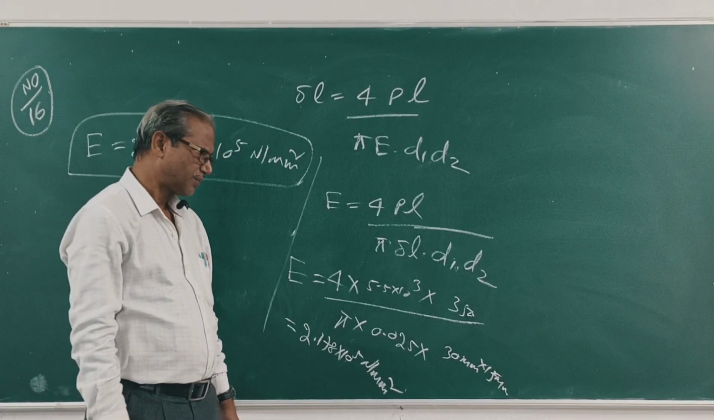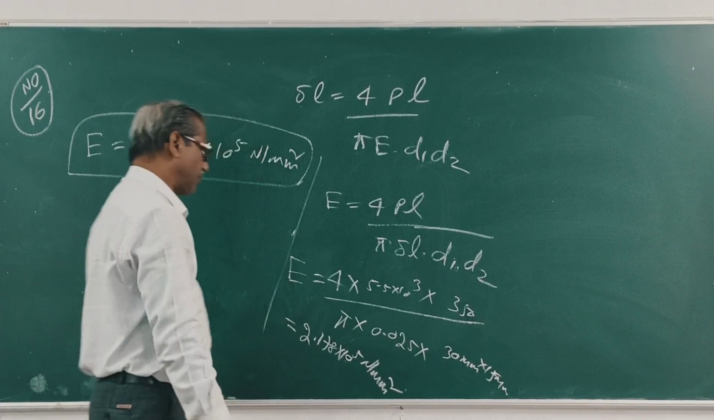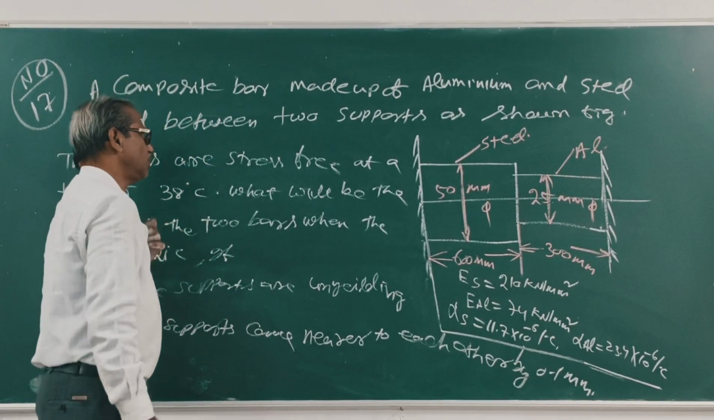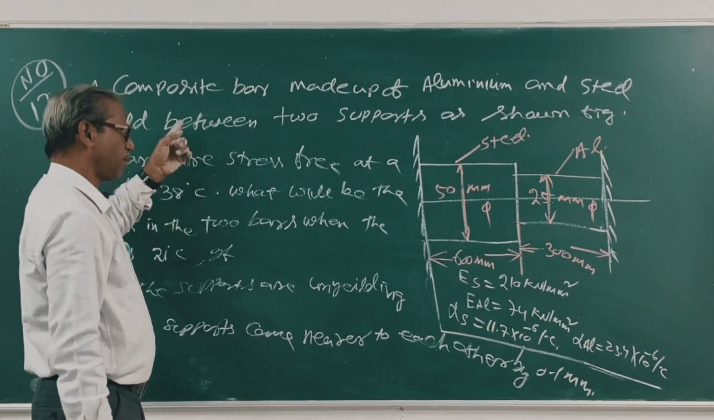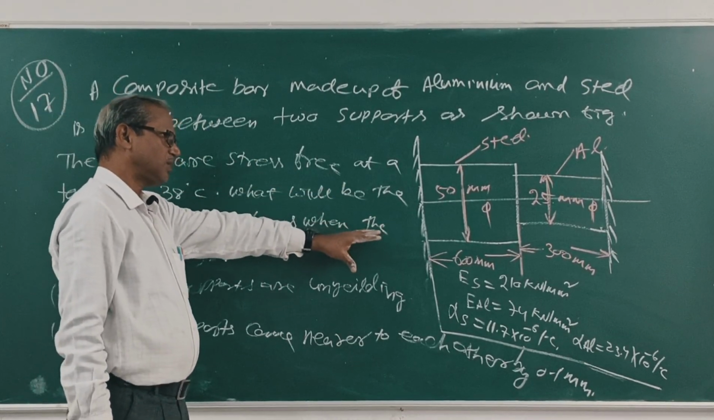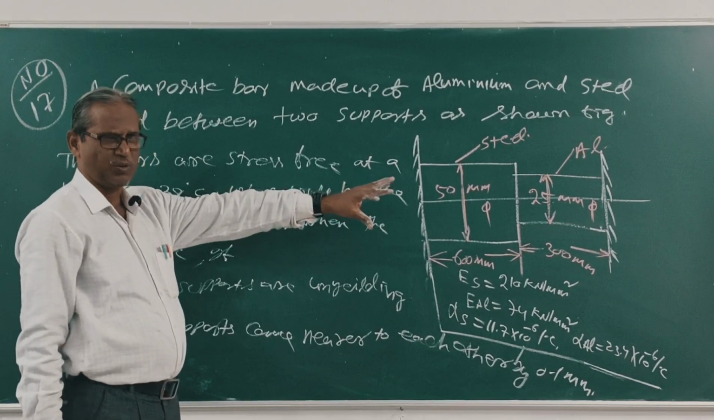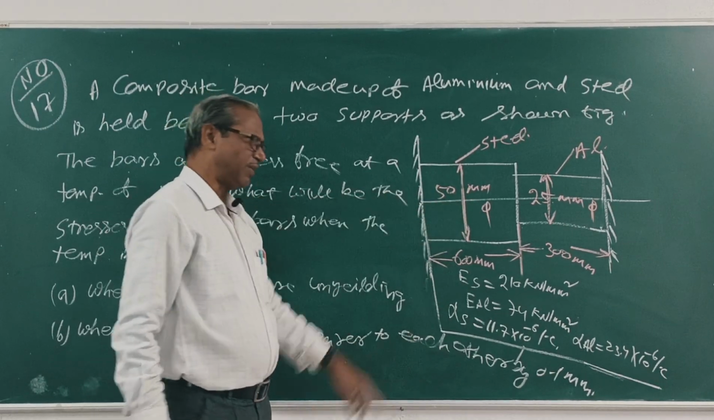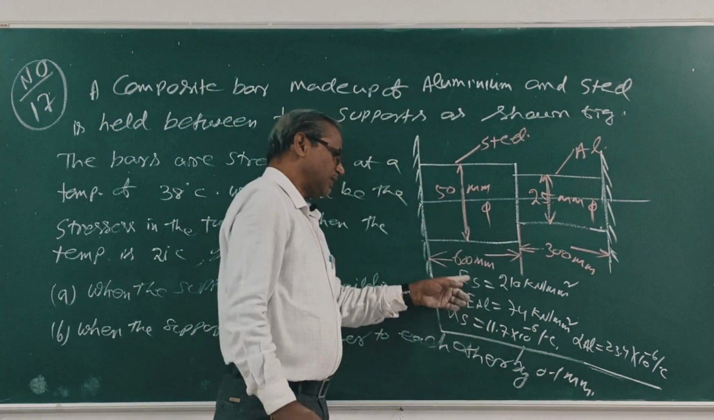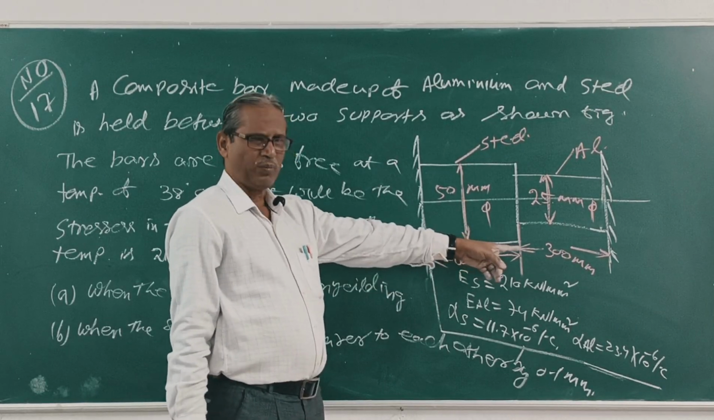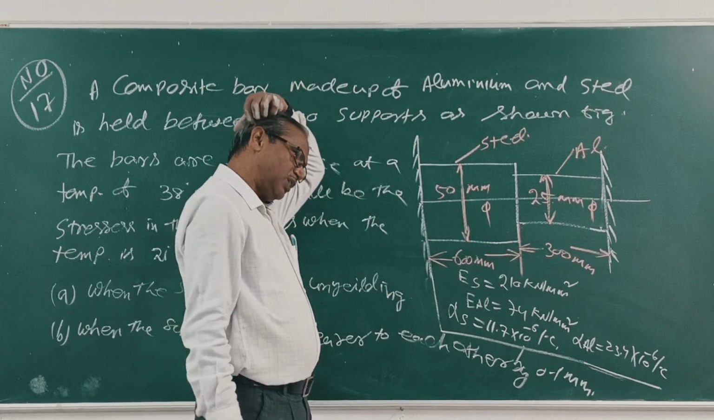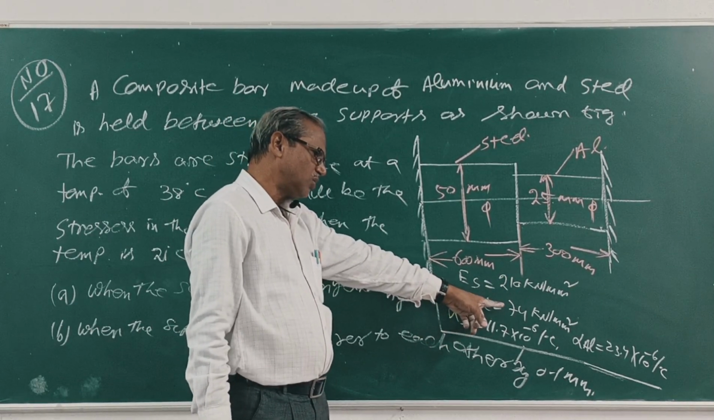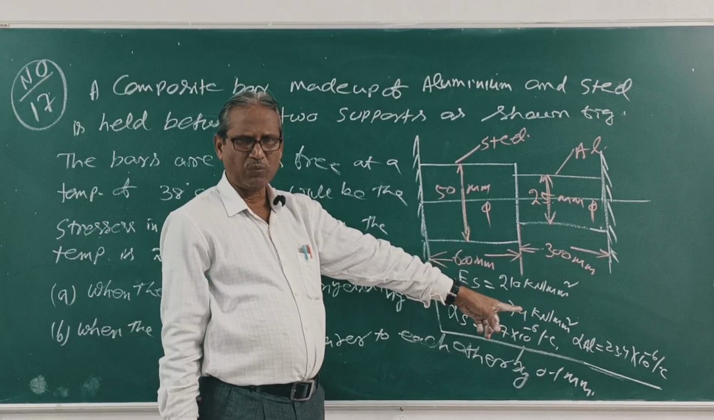Next problem. Now 17. This is question number 17. Very important question. This is a composite bar. This consists of one steel and another is aluminum. Clear? The steel bar having diameter 50 mm, aluminum bar having diameter 25 mm. The steel bar length is 600 mm, aluminum bar length 300 mm. Young's modulus for steel is 210 kilonewton per mm square. Young's modulus for aluminum is 74 kilonewton per mm square.